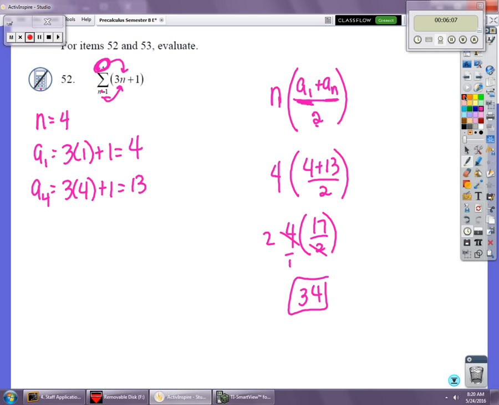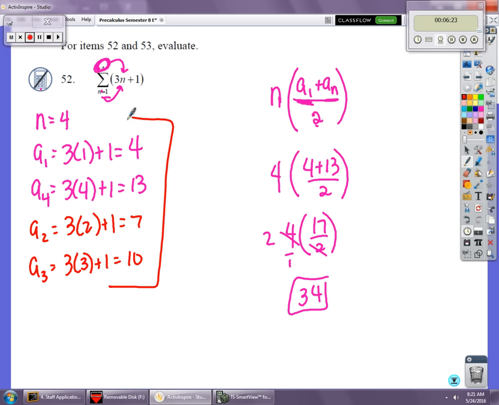Now, another way you could go about this, and a couple of you did this on your quiz, was you just went out and found each term. So we could still just go find A2 and A3. 3 times 2 plus 1. 3 times 3 plus 1. What's that? 10 and 7? And you could literally just go and add up these numbers, and you should still end up with 34. So a couple different ways to do it. It just depends on your preference and how many terms. If I asked you to do 15 terms, that might not be faster.